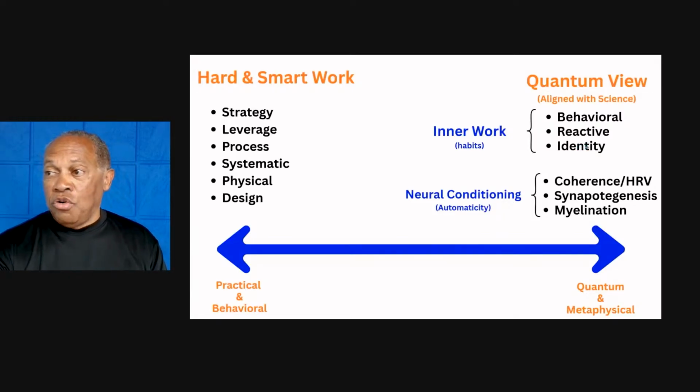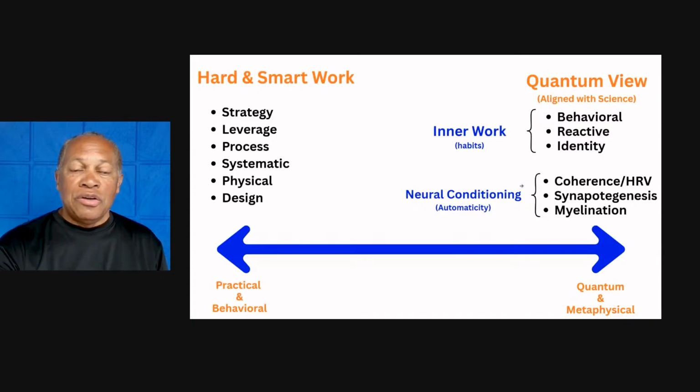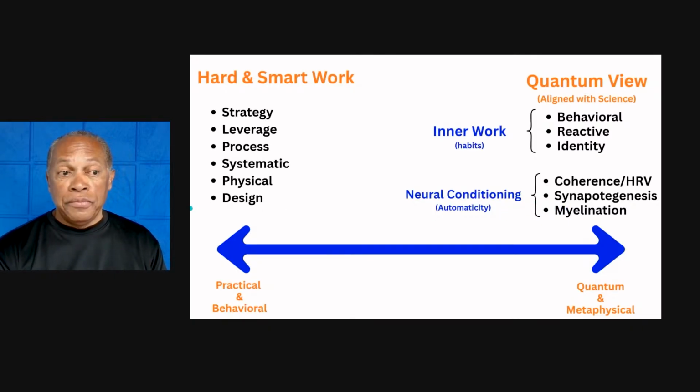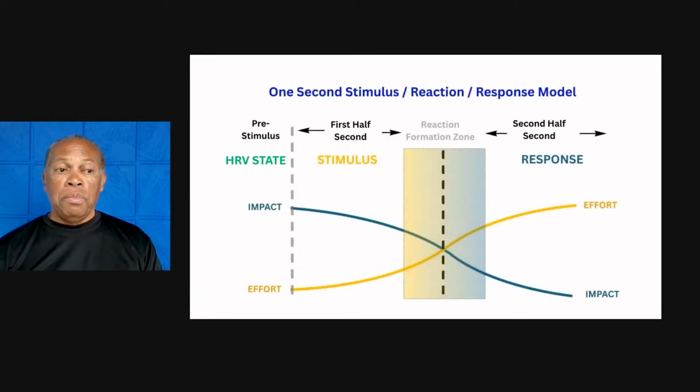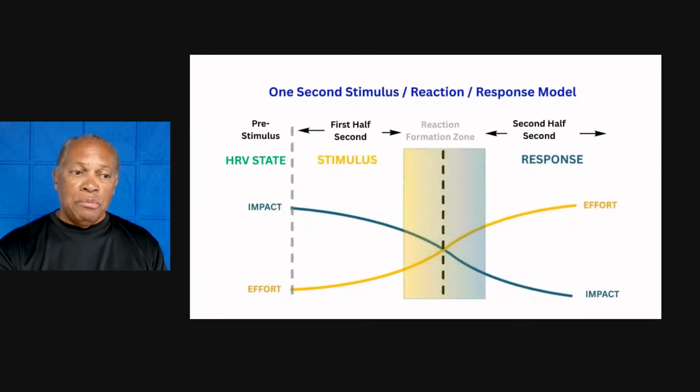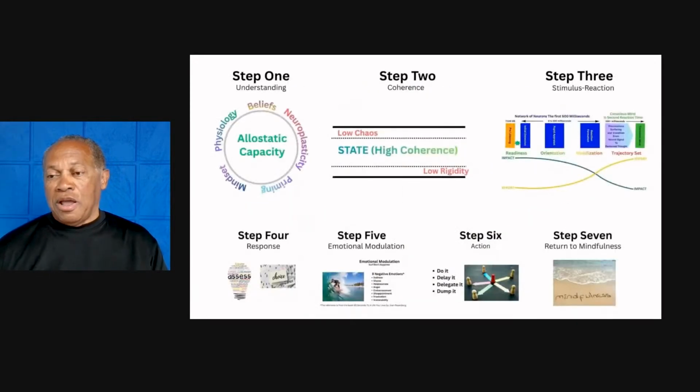And then the neural conditioning is you're conditioning in so that you're able to stay in a coherent state. We're using the synaptogenesis to make the desired path the path of least resistance, and we're using myelination to have the sustainability. And that's what's going on with the 1 second model. And by doing that enough, you end up with better minutes, better hours, better days, better weeks. And when I say better, more aligned with your goal. Remember, success: the progressive realization of predetermined, worthwhile personal goals.